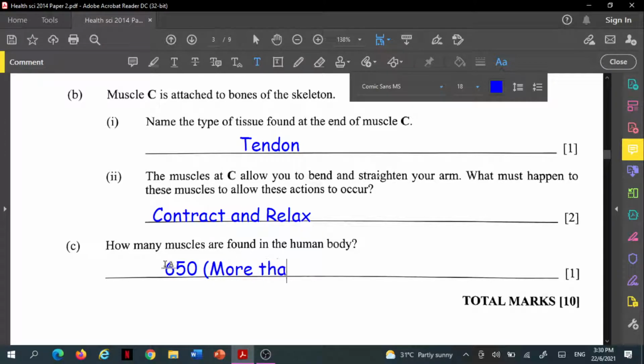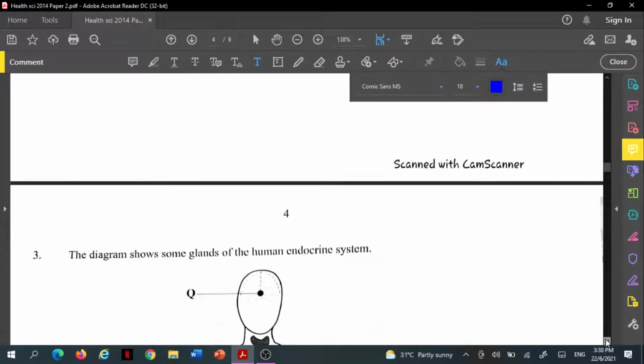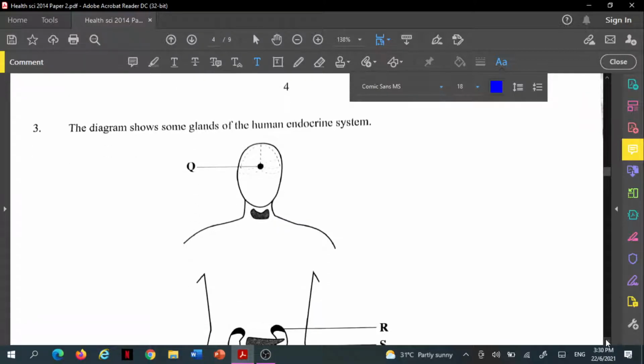Muscles, more than 600. All right, so great. So more than 600 muscles are found within the human body. All right, but question number 3, and we're halfway through it.